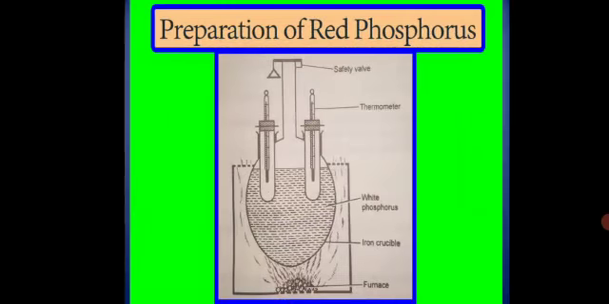So red phosphorus is prepared by heating white phosphorus at 525 Kelvin. You can see in the diagram that white phosphorus is taken and heated in an inert atmosphere for several hours. At a temperature of around 525 Kelvin, we get red phosphorus.